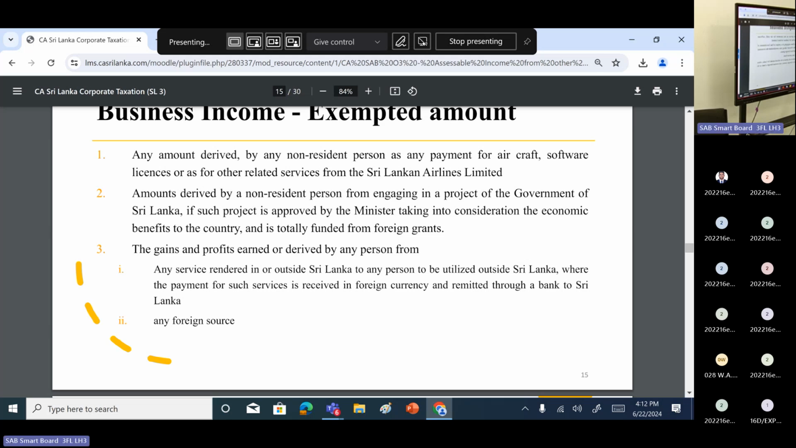So it says any foreign source. Foreign source means there is no source in Sri Lanka, the source is outside Sri Lanka.